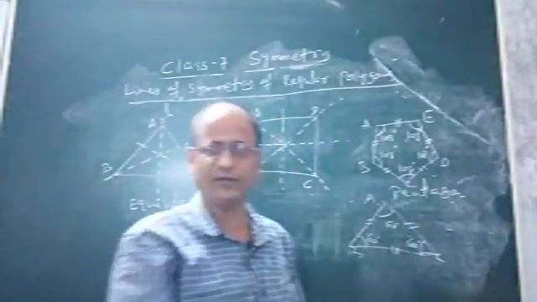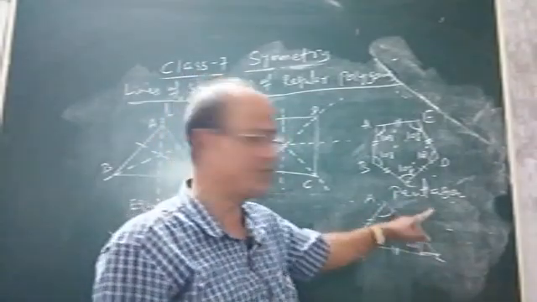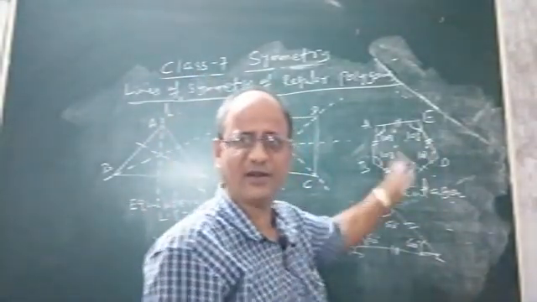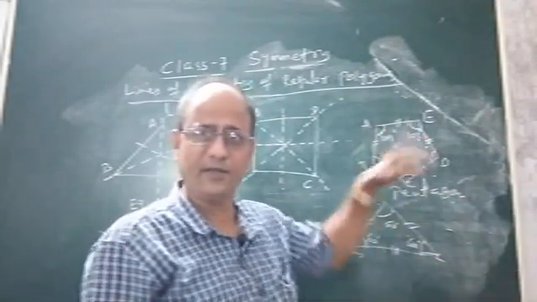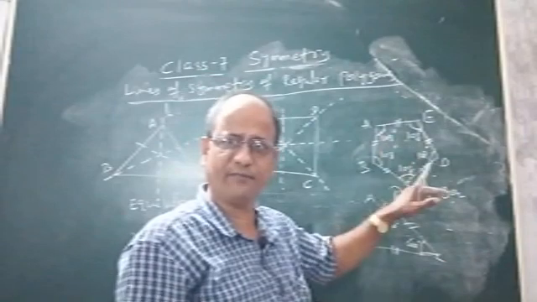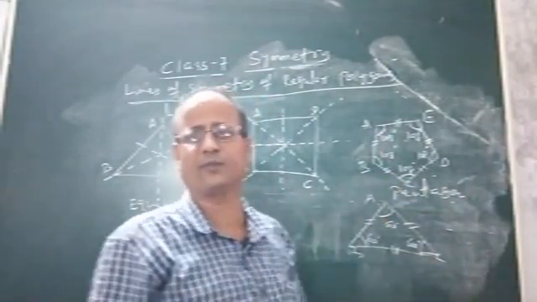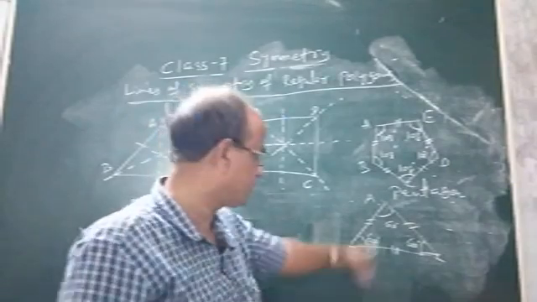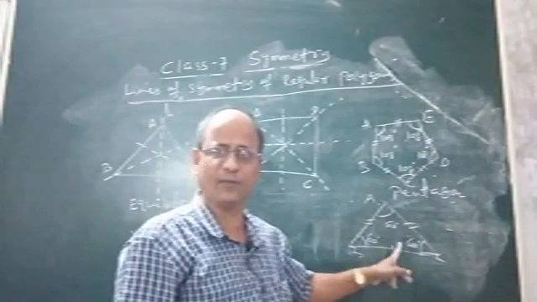So we can now easily define what a regular polygon is. A polygon in which all the sides and all interior angles are the same. If each side of the polygon is equal and each interior angle is also equal, then we say the polygon is a regular polygon. So clearly an equilateral triangle is a regular polygon.